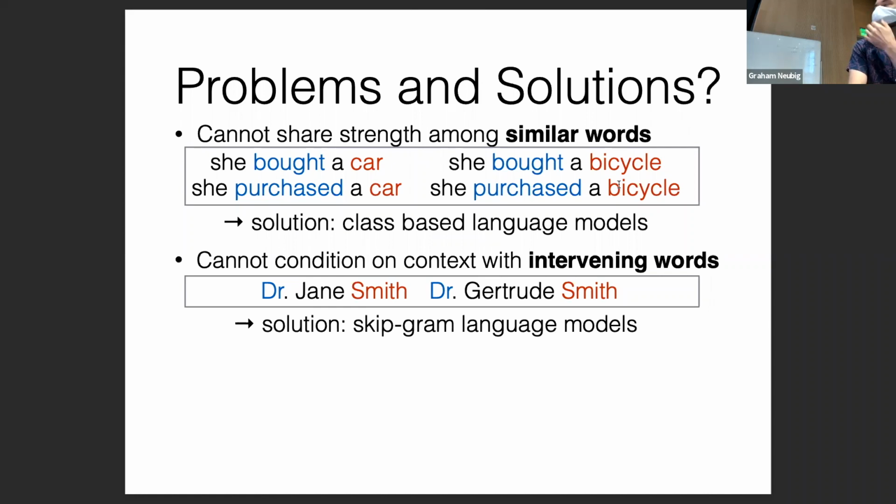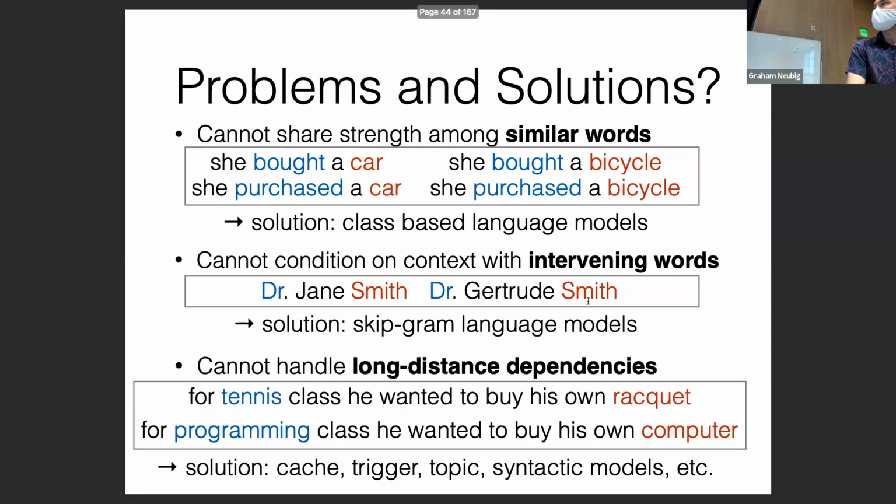Another issue is that you cannot condition on context with intervening words. So if you had an intervening unusual word here, basically your context would be destroyed, and it would have to fall all the way back to a unigram model, because it hasn't seen Gertrude very frequently in the corpus. So despite the fact that Dr. something Smith is a very likely thing to see, you would not be able to estimate this probability well.